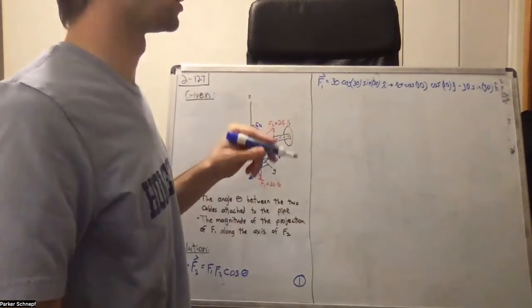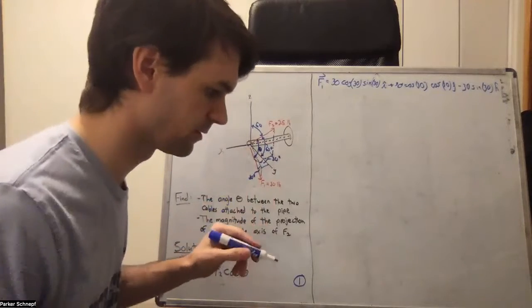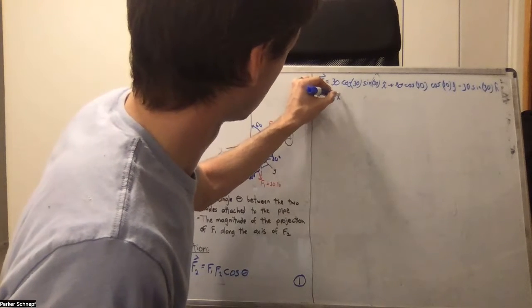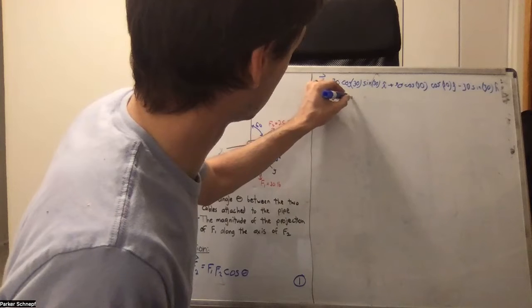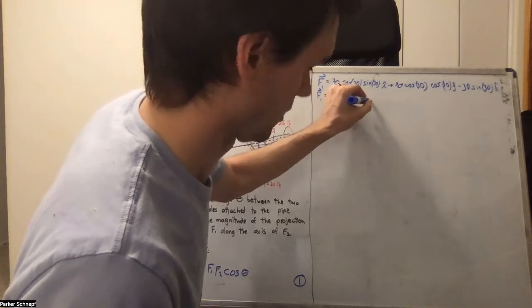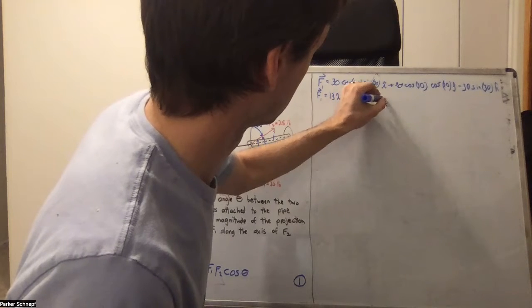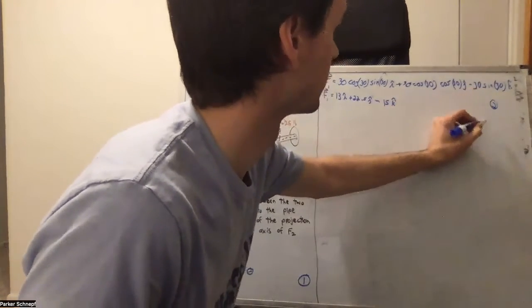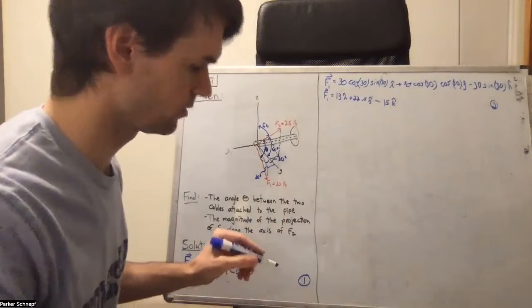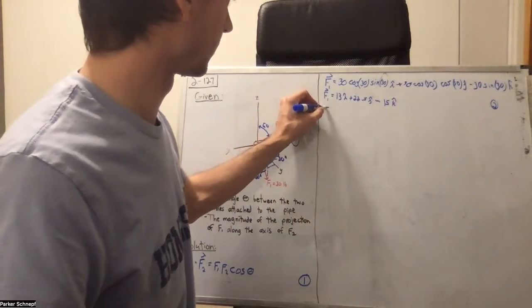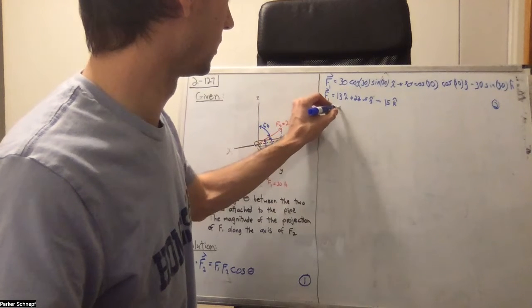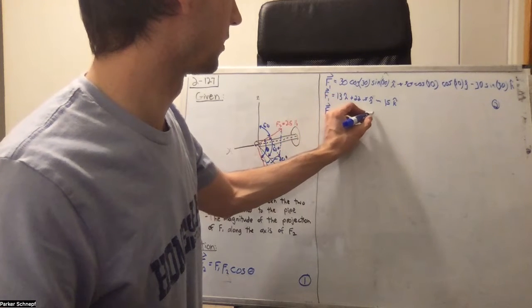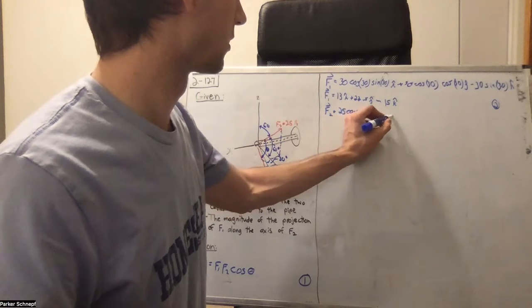Hopefully using azimuth and elevation is nothing new to you at this point. So when I simplify that out, I get that F1 equals 13 in the x plus 22.5 in the y minus 15 in the j direction. I'm going to label this 2, so that we can come back to that in a little bit. And now for F2, we are given the coordinate direction angles. So F2 is going to equal 25 cosine alpha, which we don't have yet, plus 25 cosine 60.